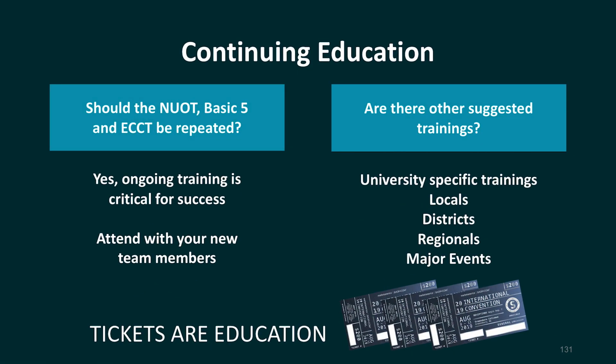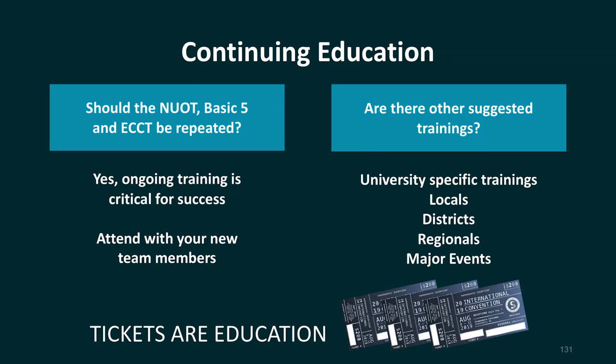You know, it's great to get continuing education. I always say this is not a one and done type training. This is a lot of information. Should the NUOT, B5, and ECT be repeated? Yes, ongoing training is critical. Here's the easy way to do it. As you sponsor a new person, take the training with them. By doing that, what you're doing is showing duplication so that when they sponsor someone, they'll take the training with that new person. Wouldn't you love to have a team of people who all know what they're doing, who understand our training system?